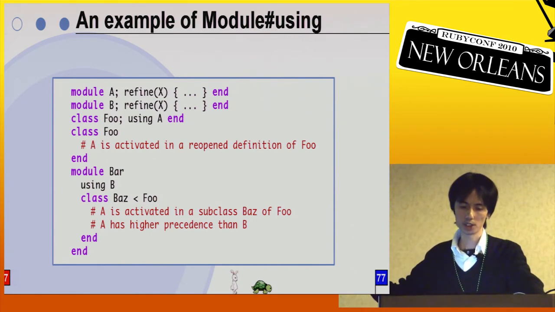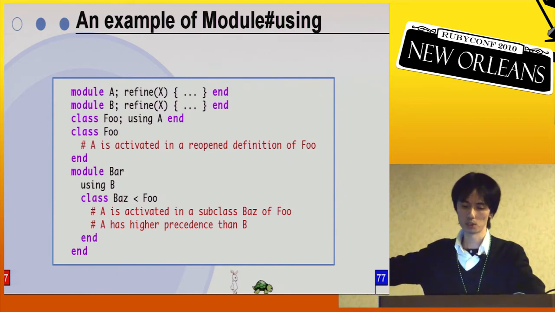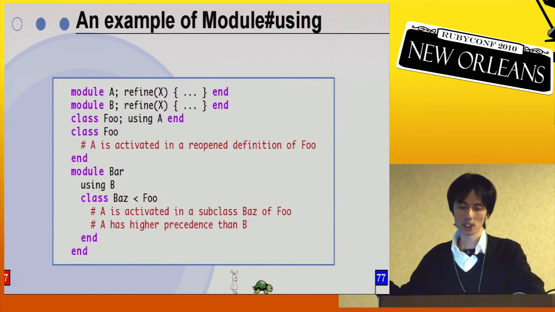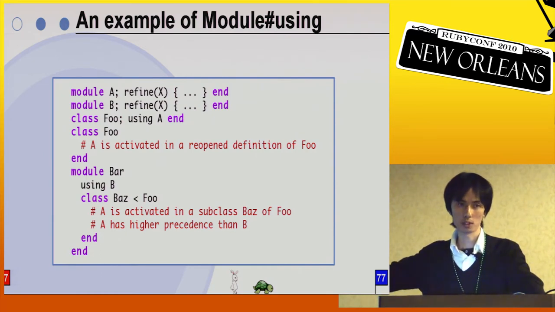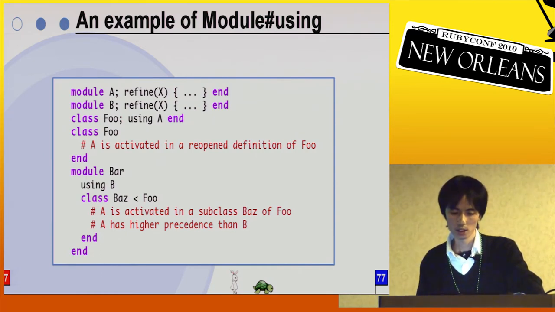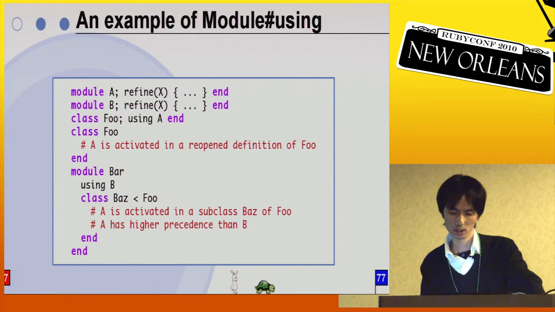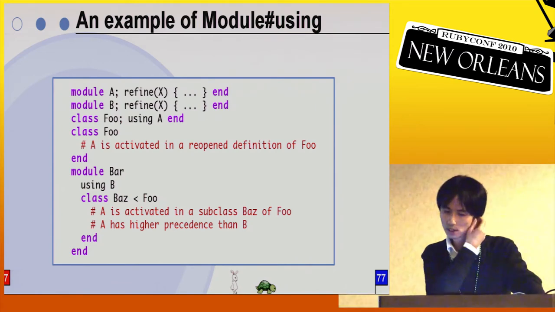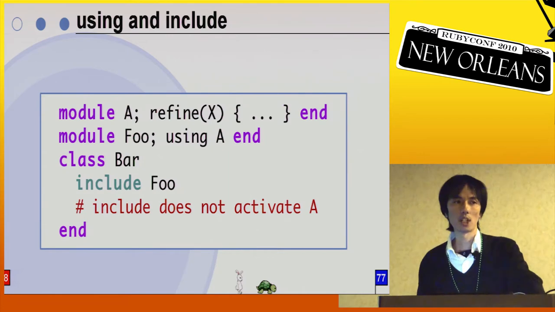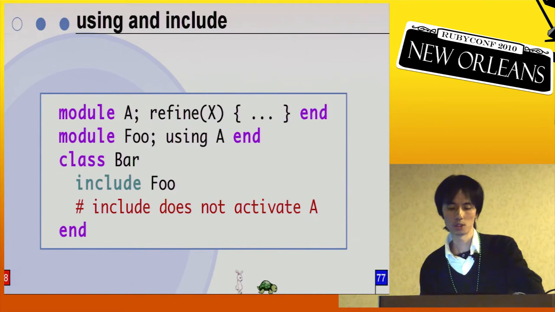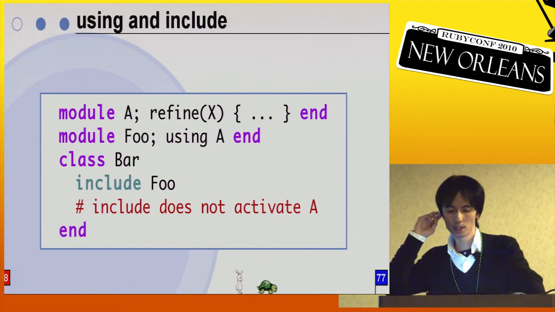If you are using A in the class Foo, it is available in the reopened definition. And if you create a subclass of Foo, A is also available in Bar. Using and include are independent features. So if you include a module, it does not activate refinements.